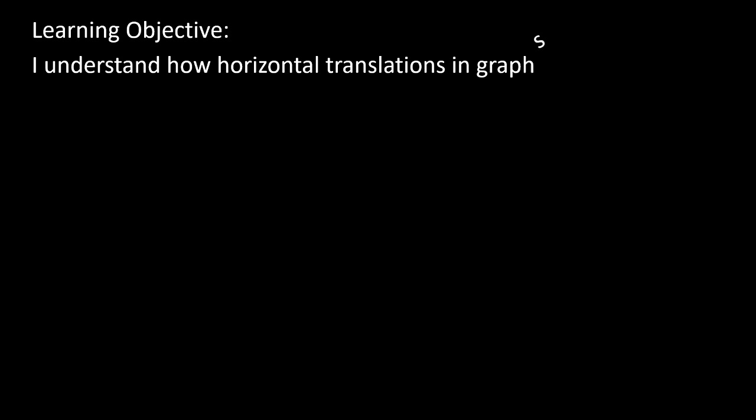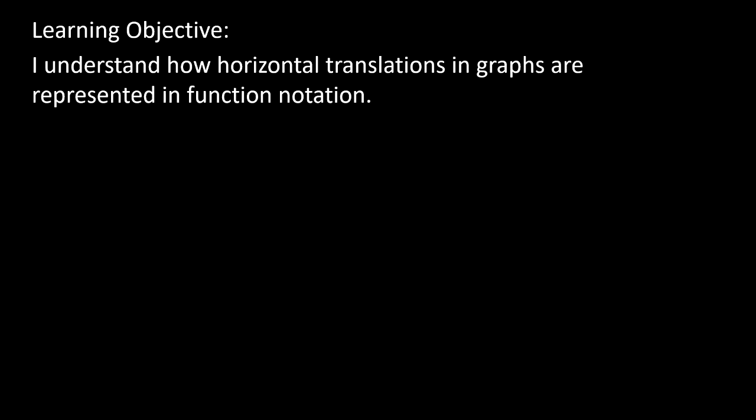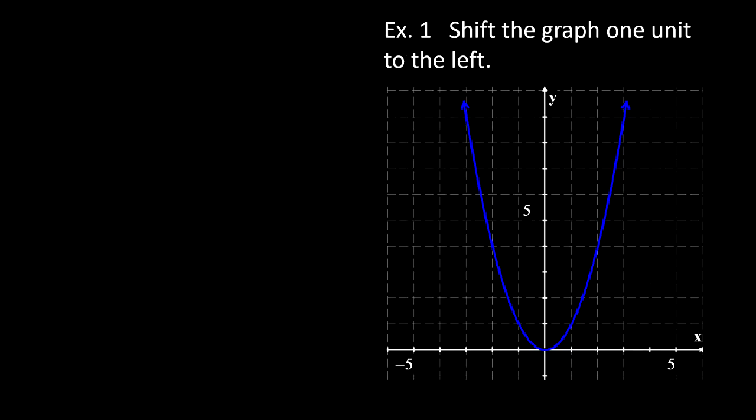For this video, the learning objective will be, I understand how horizontal translations in graphs are represented in function notation. When a graph is moved to the left or right but maintains its shape, we say that it has been translated or shifted to the left or right respectively.